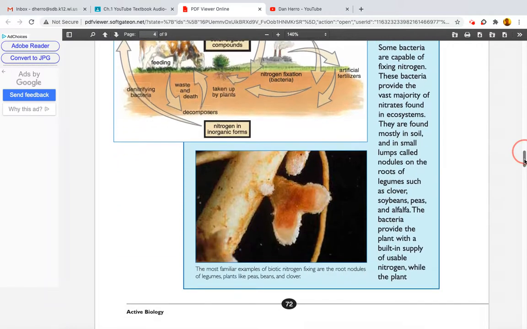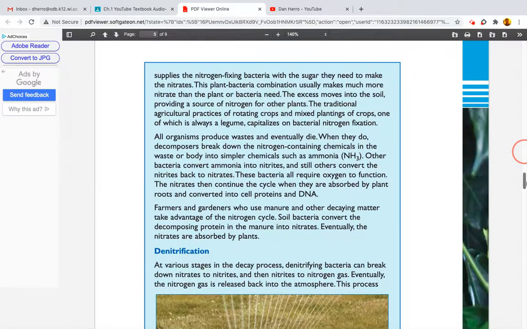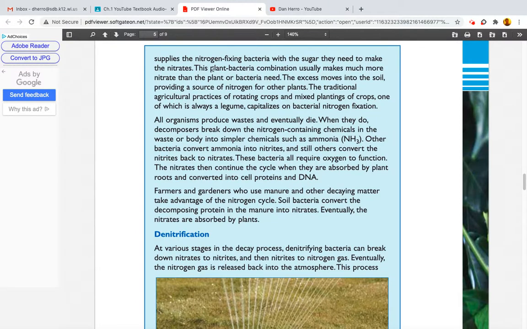Where was I? This plant-bacteria combination usually makes much more nitrate than the plant or bacteria need. The excess moves into the soil, providing a source of nitrogen for other plants.